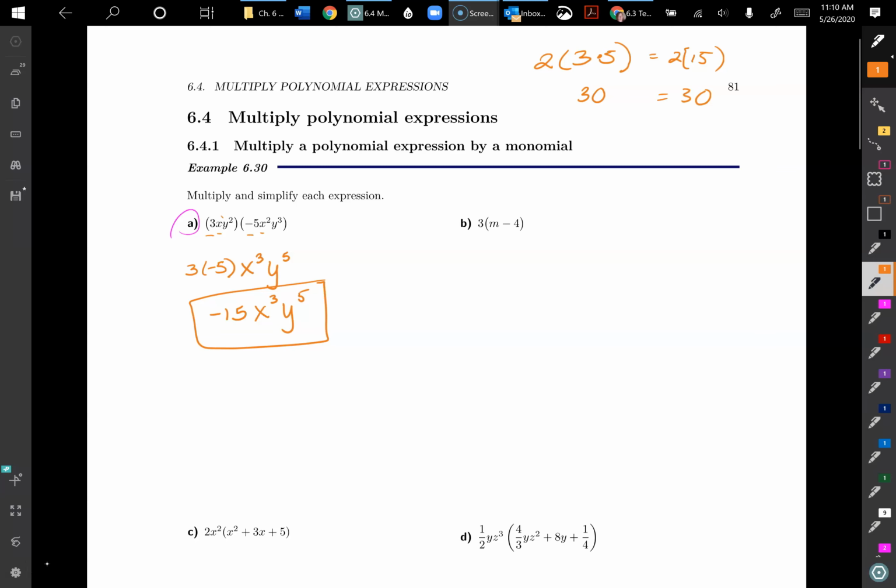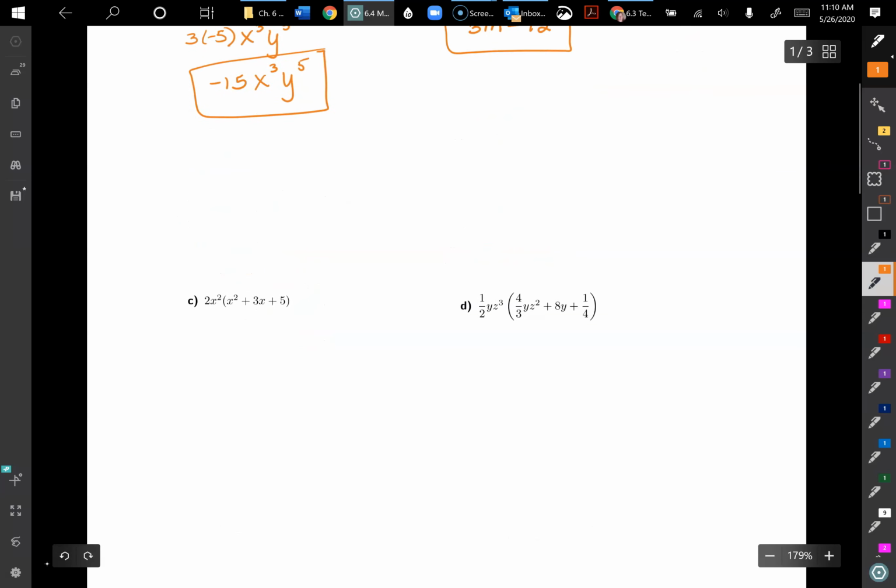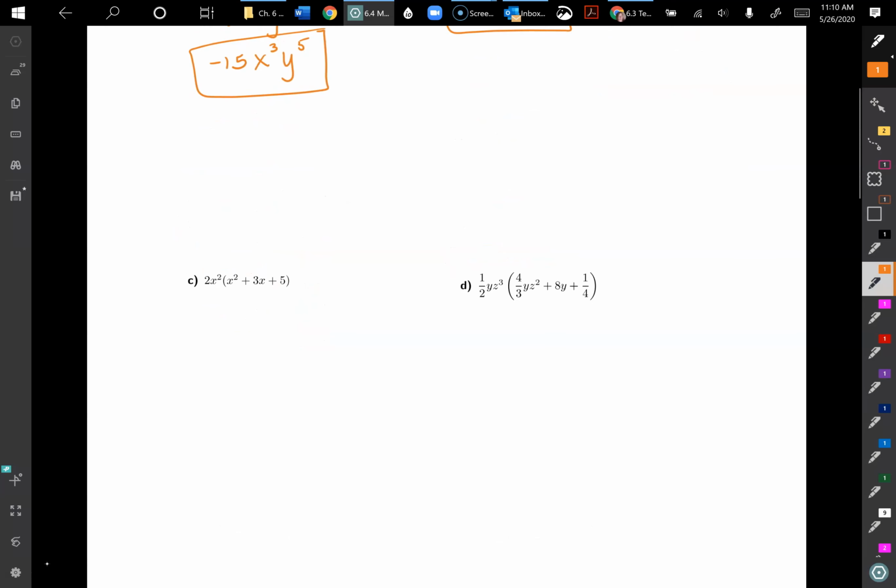Now B, we have a situation where we are going to distribute because we distribute over subtraction. So we have a multiplier here, 3, so that would be 3 times m, and then just bring down our minus. 3 times 4 is 12. So that is somewhat review for you. It should be review. We've done that at the beginning of the course.